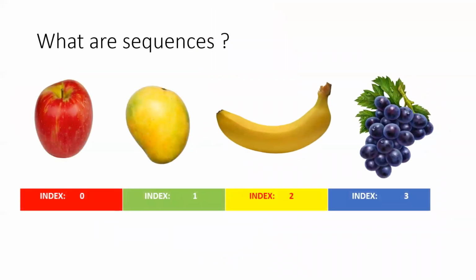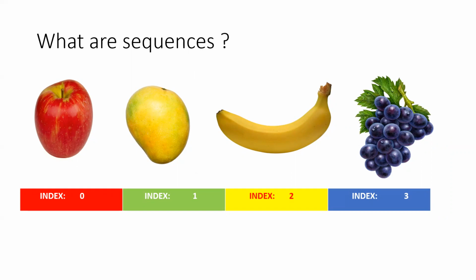If you carefully observe this diagram, the fruits are scattered. That means you cannot determine the position. You cannot say which fruit is at position number 1, position number 2, position number 3, or the last position. So if the same set of fruits is available in a sequence, then you can say that apple is at position number 1, mango is at position number 2, banana is at position number 3, and grapes is at position number 4.